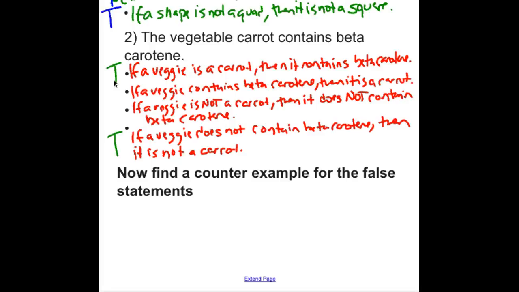Well, if a veggie contains beta carotene, then it is a carrot. Spinach has beta carotene. I don't know about you, but spinach is not a carrot in my world, meaning that's false. If the converse is false, so is the inverse. There you have your true and false values. And we came up with our counterexamples together.